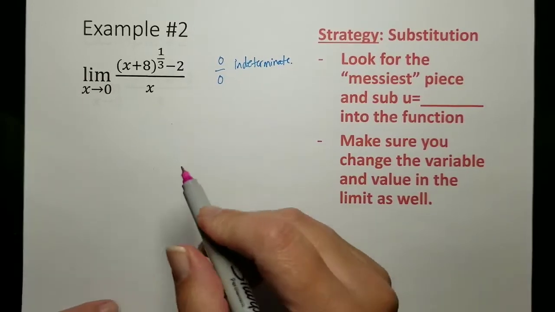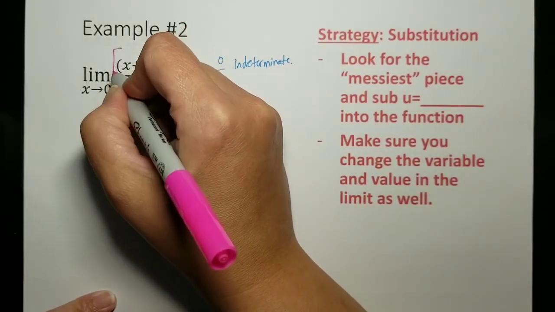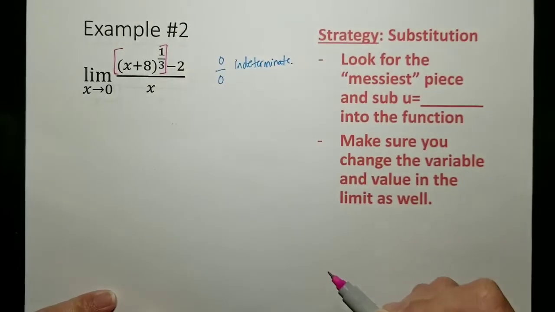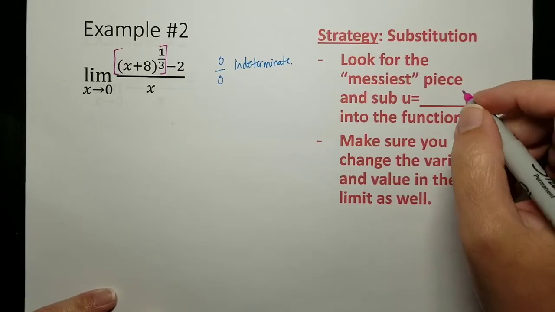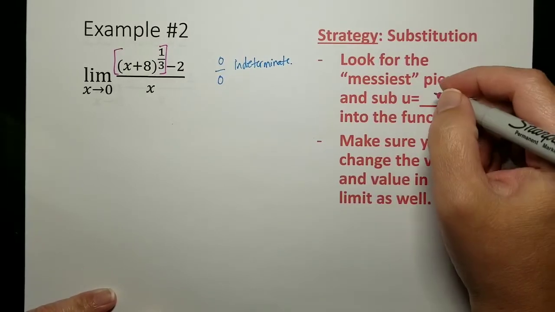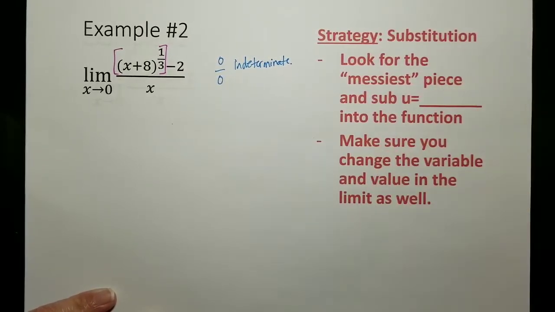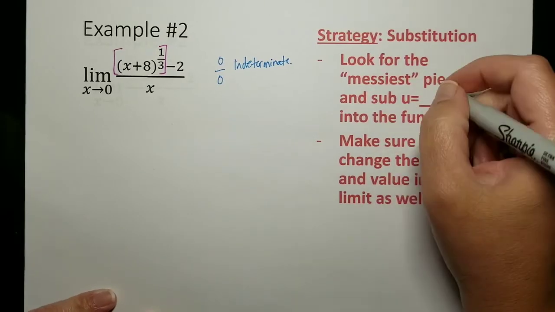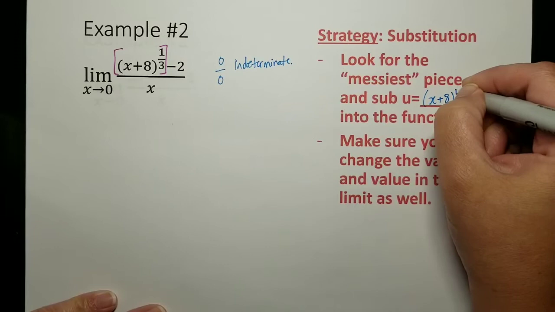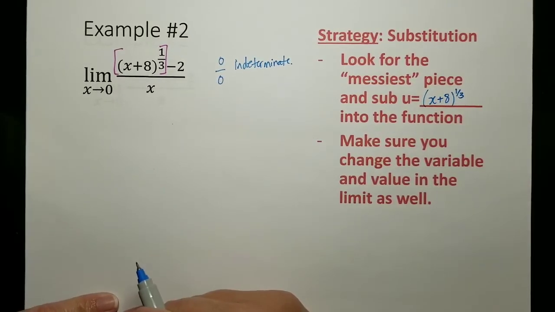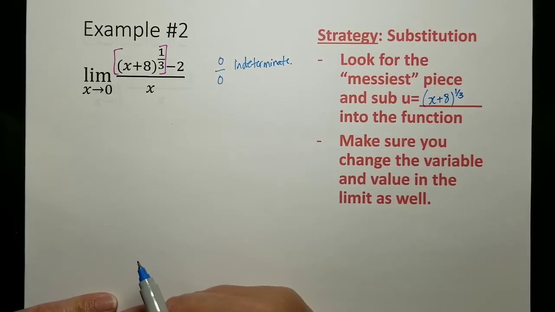So I'm going to look for the thing that I really want to get rid of, basically, okay? And this thing here is the thing I really want to get rid of. Like that (x plus 8) to the 1/3, I don't know how to factor that. Well, I do, but you maybe don't know how to factor that, and you probably have not seen that before. So I'm going to say I want to get rid of this (x plus 8) to the exponent 1/3. That's a mess, and I want to not have it in my equation.